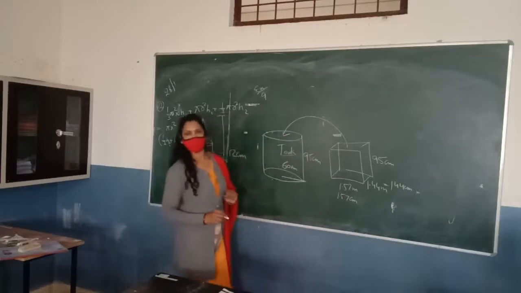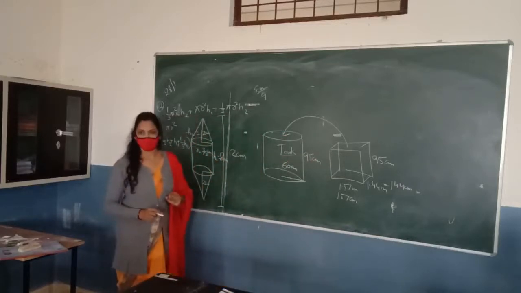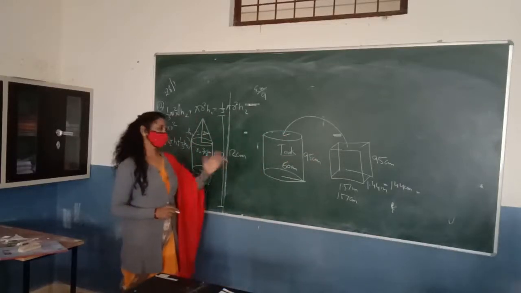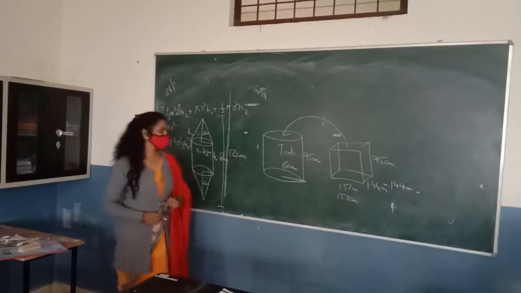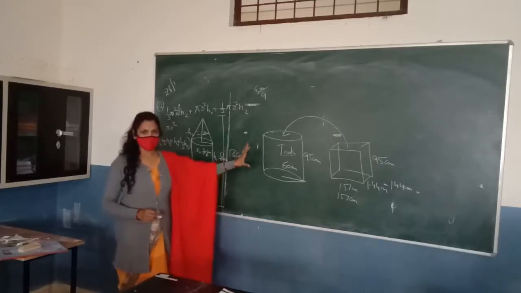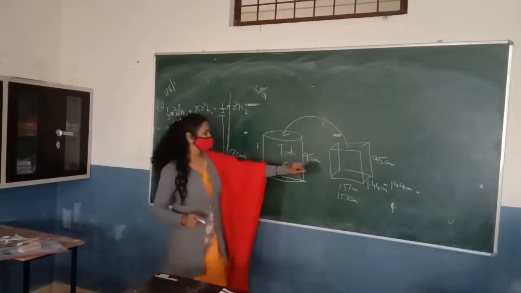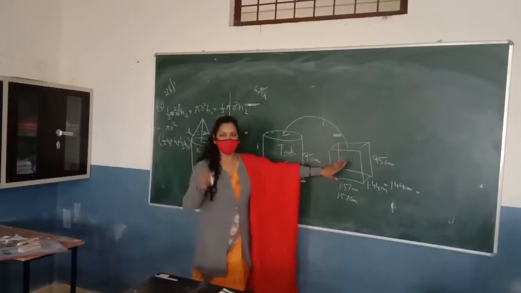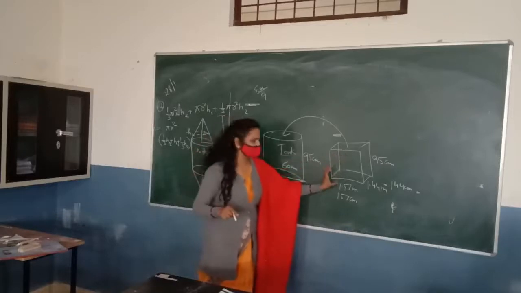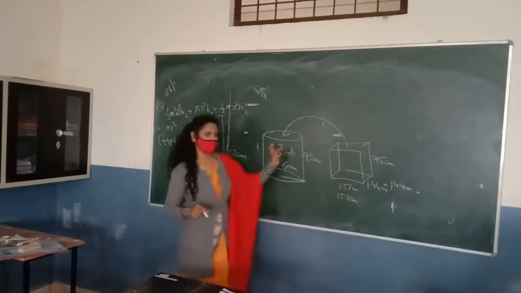क्या करोगे अनिशा? सिलेंडर का फॉर्मूला बताओ. Pi r square. Very good. This is the volume of water in the tank. So we are going to fill this tank by using this tank. So what will you do if you want to find how much water will be left here after filling this tank by the water?